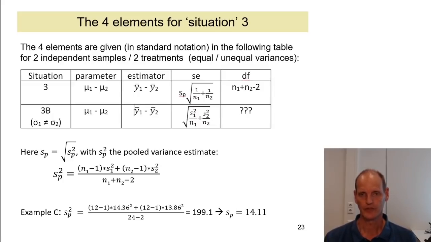From this we see we had 14.36 and 13.86, so the 14.11 has to always be between these two values. If you had found 15 or 12, then you know in advance that the answer cannot be correct, because it's a kind of average of the two, so it must be in between.